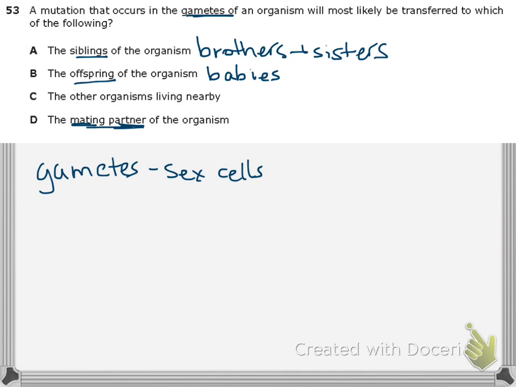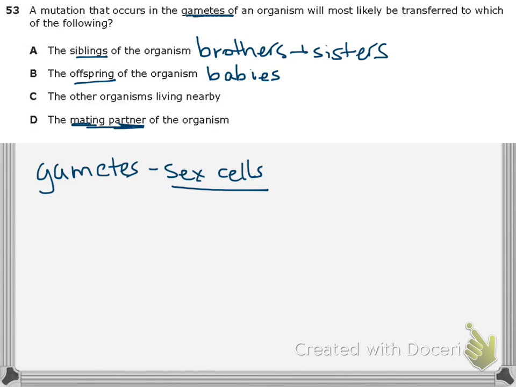So now we're going to look at how we answer this question. It says a mutation that occurs in the gametes. Well, gametes are the sex cells. So those are the cells, like sperm and egg, that combine to form the offspring, to form the babies. So B is already looking pretty good. If we have a mutation that occurs in the sperm cell or the egg cell, that can only be transferred to whatever organism gets that sperm cell or egg cell.